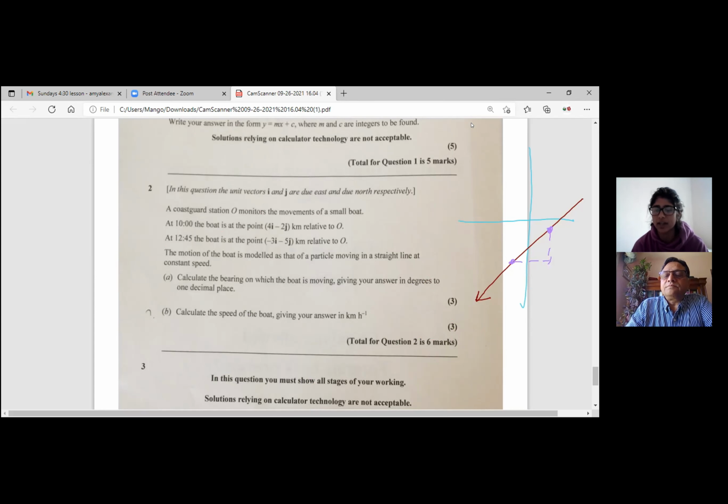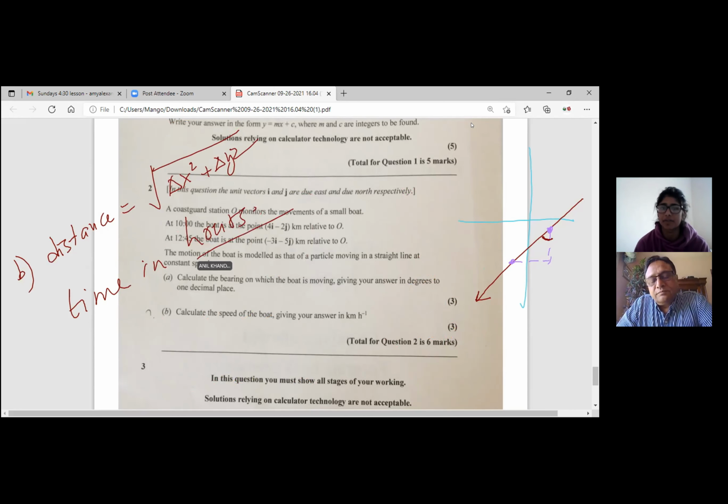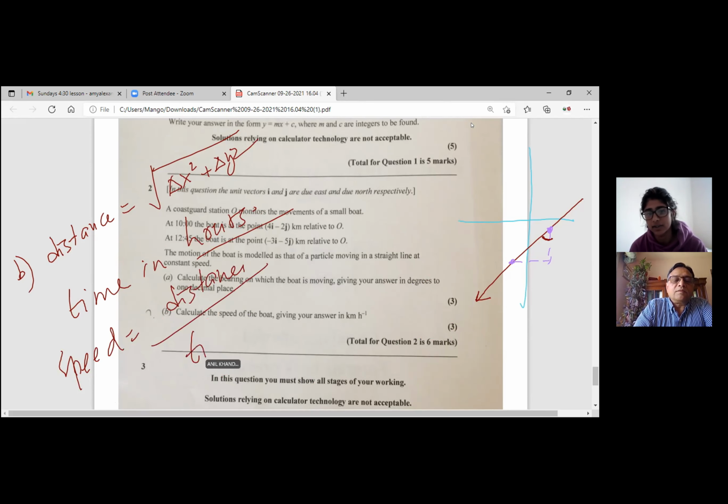Because I know with vectors, the distance formula, I've already got 2 coordinate points. So just sub them in and start by calculating the distance of AB. Square root that, and when we got our answer, we had our distance, but then our time was between 10 o'clock and 12:45. We have to make sure it's in hours because the units say kilometers per hour. Then we do speed equals distance over time, and you get the speed of the boat in the correct units.